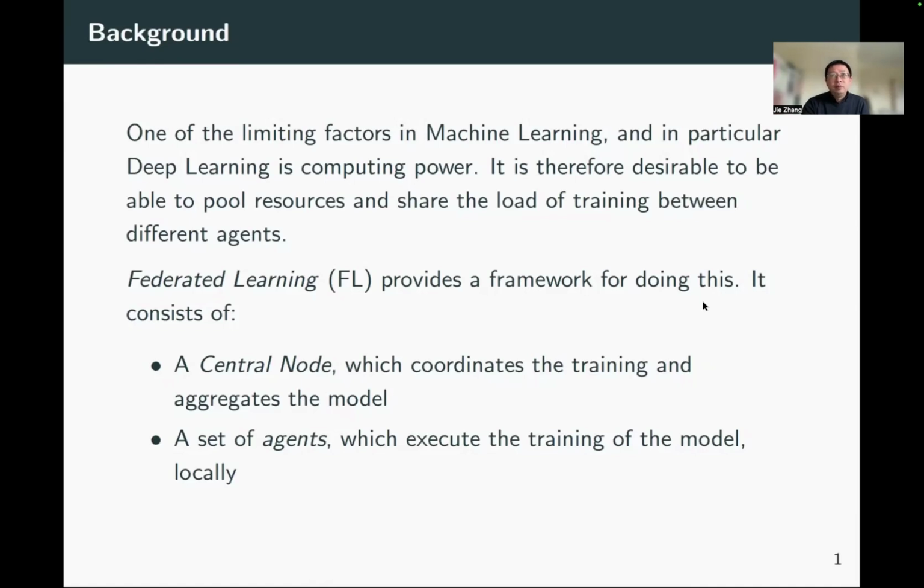So federated learning provides us with a framework for doing this. It specifies a central node, which is the node responsible for the training. They are the one that actually wants the trained model in the end, and they will coordinate the agents and aggregate the models. And then we have the agents, which are your distributed elements who will be performing the training on behalf of the central node independently and remotely.